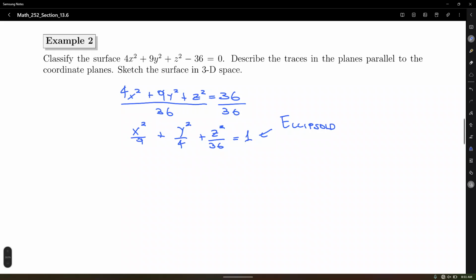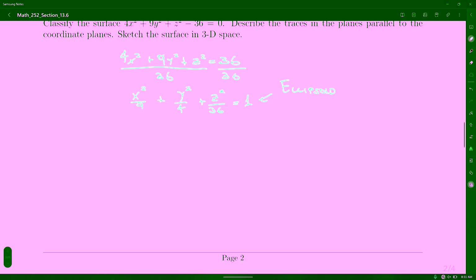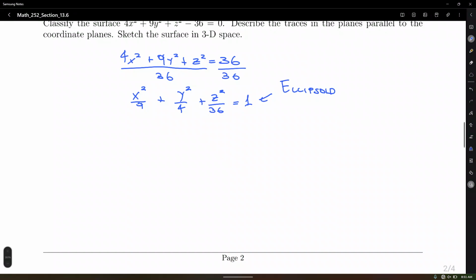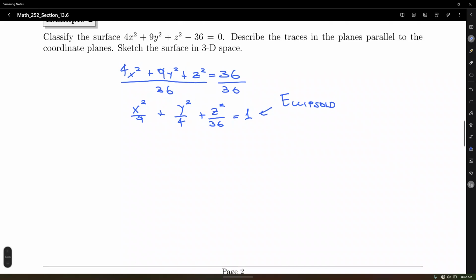Okay, they're asking us to describe the traces in the planes parallel to the coordinate planes and then sketch the surface. Doing it by hand, I'm not going to do it by hand again. I'm going to do it using GeoGebra. Okay, the traces. So last time we found the traces of a plane as well as the intercepts. Recall, for the intercepts we need to peekaboo 2 variables at a time, and for traces we only peekaboo 1 of the variables. Okay, so let's get the xy trace.